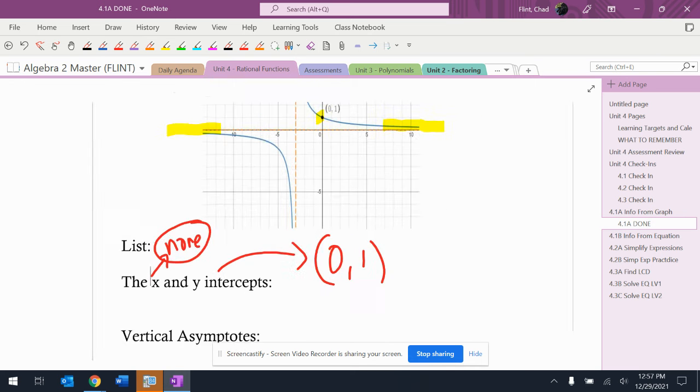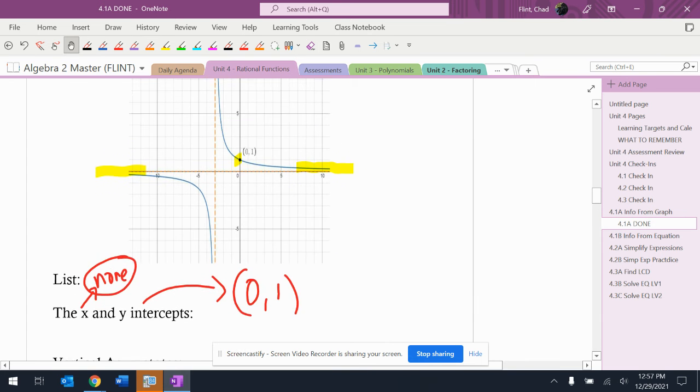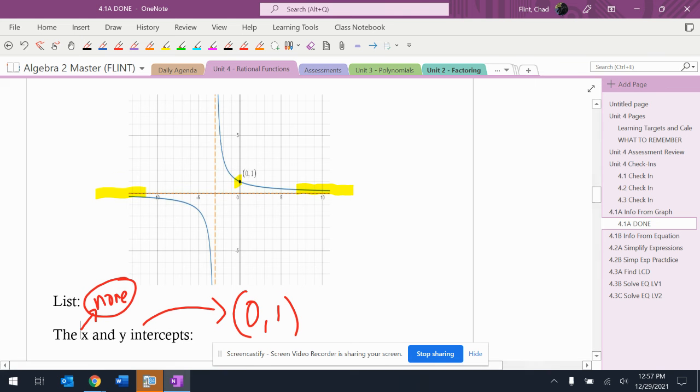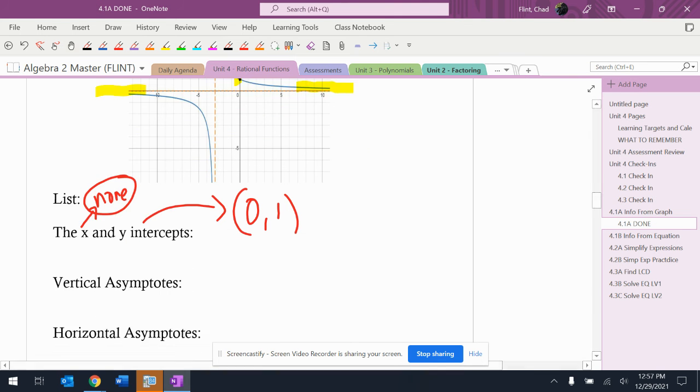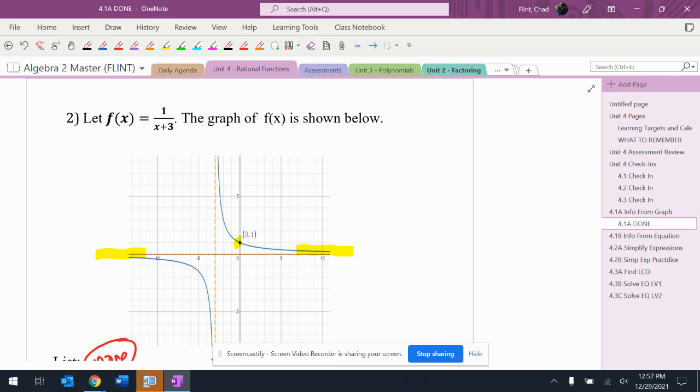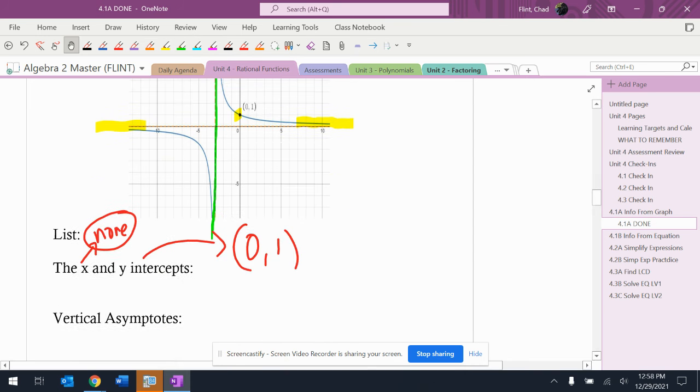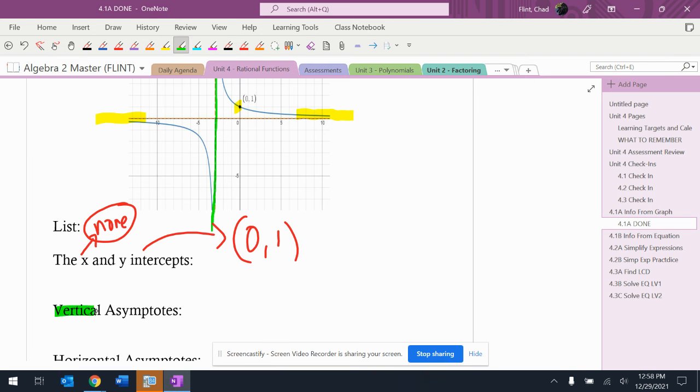All right, and I said if you watch the other videos, these will often have more than one asymptote. They'll have vertical and horizontal. So there's no x-intercept. The vertical asymptote is this guy right here, that dotted line right there. Now you have to really think about these. They're either x equals or y equals.